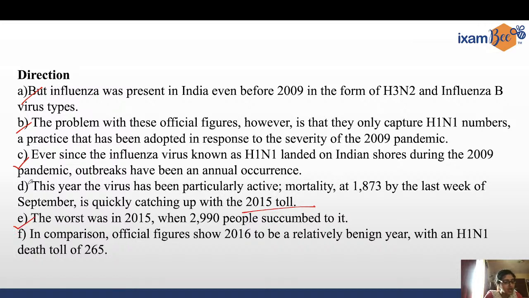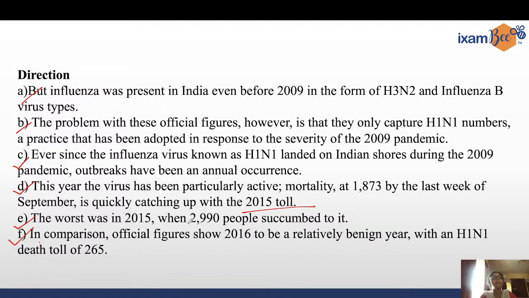So we have C, E. Next you come to D because D and E is a pair. They are referring to each other, right? So C, E, D. So 3 done. Next, in comparison. Now there is a comparison between what? 2015, 2016. Official figures show 2016 to be a relatively benign year with an H1N1 death toll of 265. So again, it's a comparative pair. So F, right? So C, E, D, F. Fine?